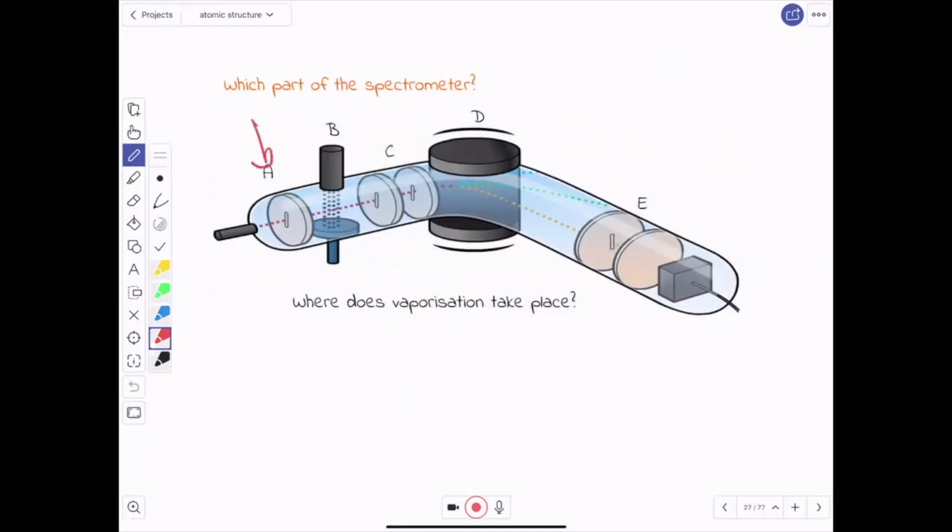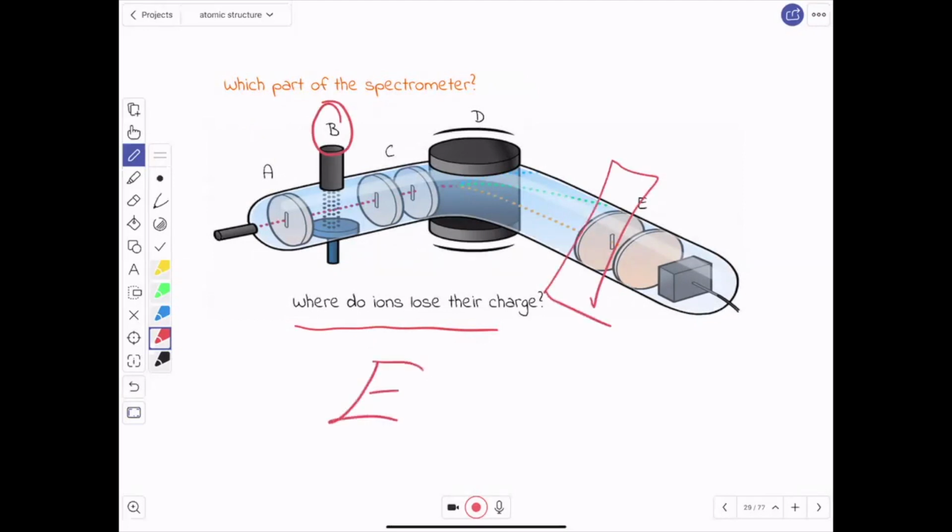Vaporization is easy. It's like the first thing. That's where we, yeah, A. And magnet is where you separate it. Finally, which one is this? Where do ions lose their charge? Not gain charge, lose charge. They gain the charge here when they're ionized. Once they hit the final plate here, the screen where you detect them, that's where they lose this positive charge. So they will lose the charge, and that's where the current runs in the machine.